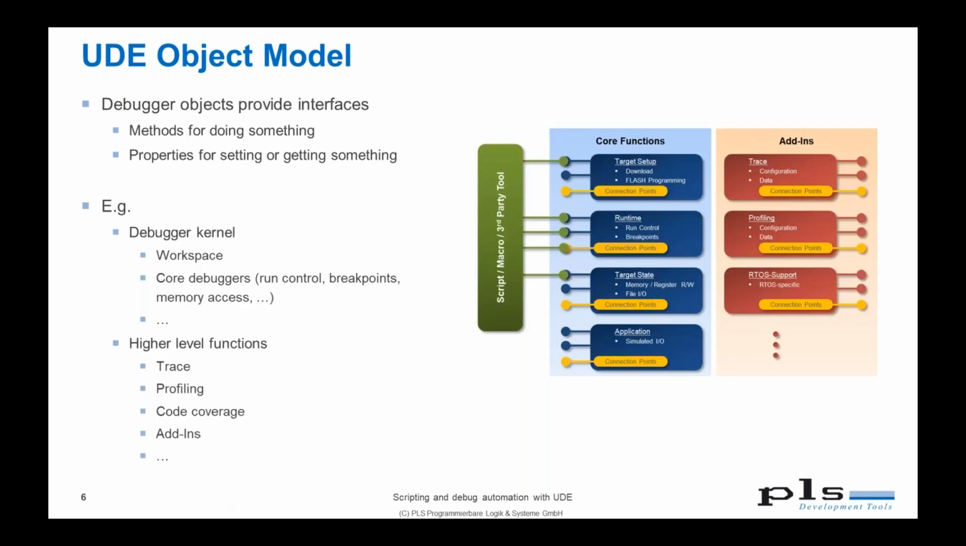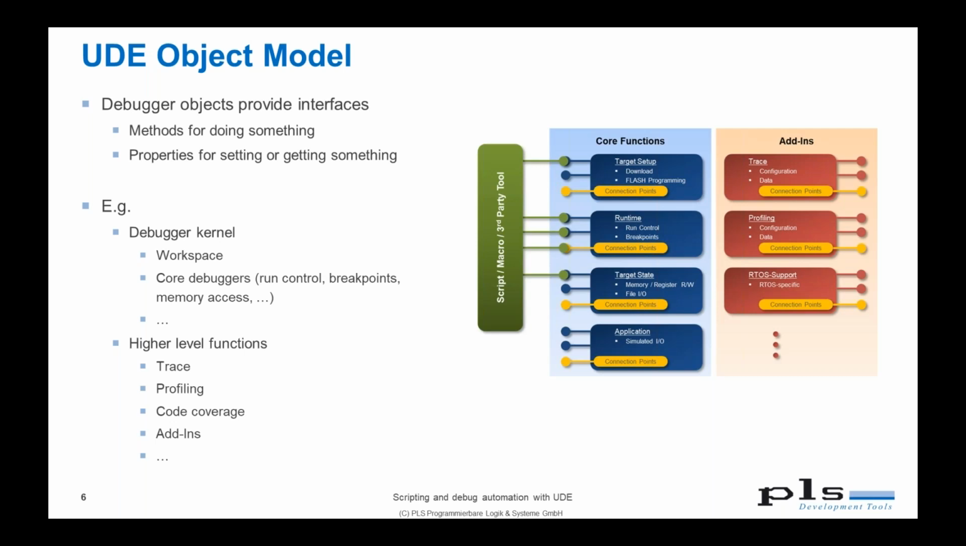The object model is based on an interface description. Each component of the debugger provides one interface or several interfaces to the outside. And these interfaces provide methods for doing something, or properties for setting or getting something. You will see later how it works.